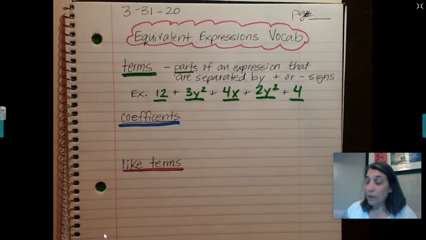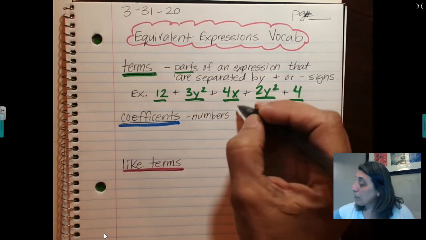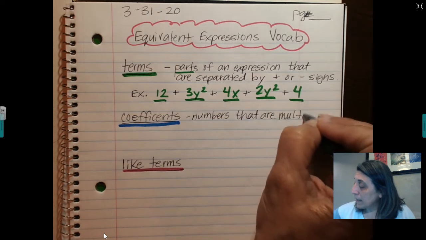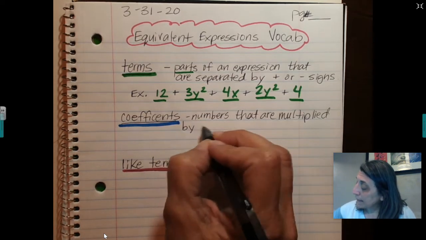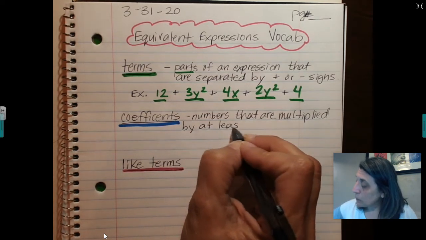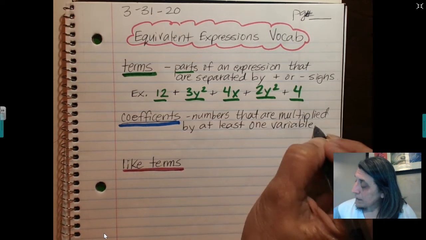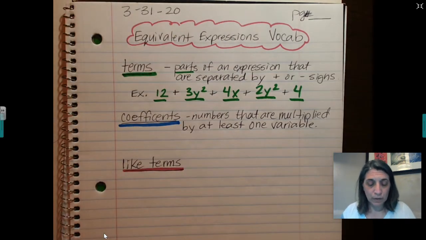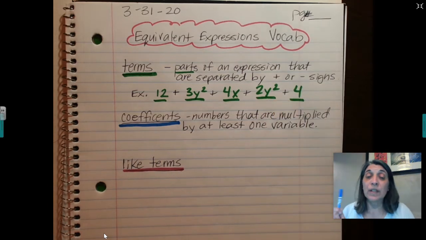Okay, so now we're going to add coefficients. What are those? Coefficients are numbers that are multiplied by at least one variable. I'm going to switch to my blue marker because that's what I chose for coefficients, whatever you choose. And I'm going to write the same expression that I did up here, but this time I'm going to write all the coefficients in blue.